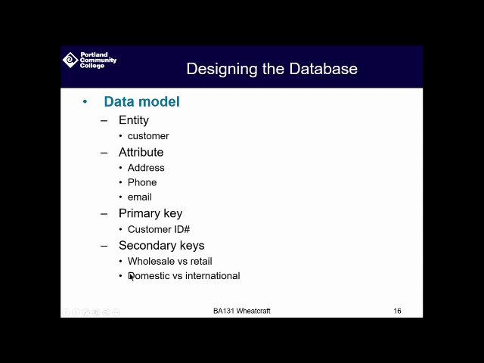Now you can also have secondary keys associated with a particular entity. For example, are they a wholesale customer or retail customer? Are they located in the United States or outside the United States? The reason for creating secondary keys is that it can reduce the amount of time required when you do searches and sorts on some key attributes like wholesale versus retail. So it's part of when you design the database. If you know that you're going to want to do a lot of reports where you can differentiate the wholesale from the retail, you build that in as a secondary key.